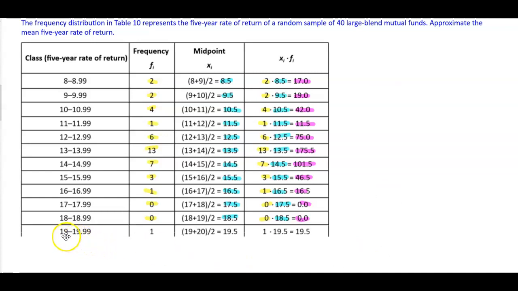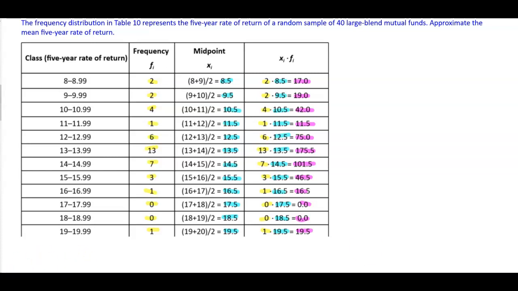Okay, next, class 19 to 19.99. We have a frequency of 1. We know that our midpoint is 19.5. So 1 times 19.5 gives us 19.5.